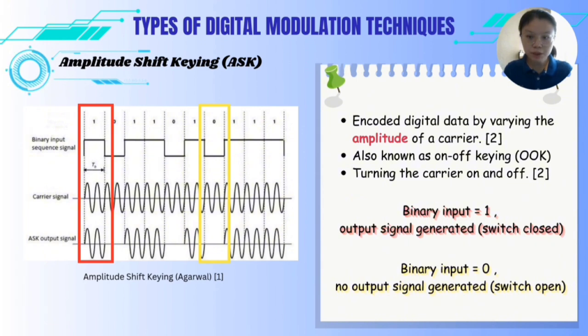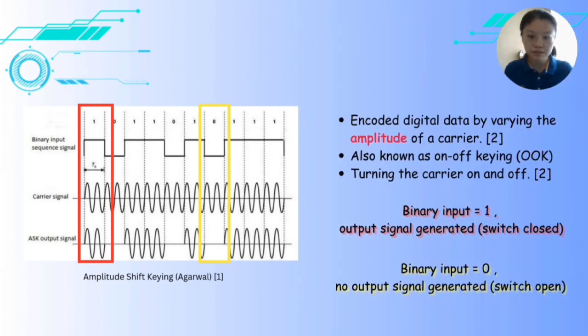The first is amplitude shift keying, also known as the on-off keying. It encodes digital data by varying the amplitude of the carrier. We can see in the red box when the binary input is equal to 1, the output signal is generated same as the carrier signal. And we can see in the yellow box, when the binary input is equal to 0, there is no output signal generated. And this is what is known as the amplitude shift keying.